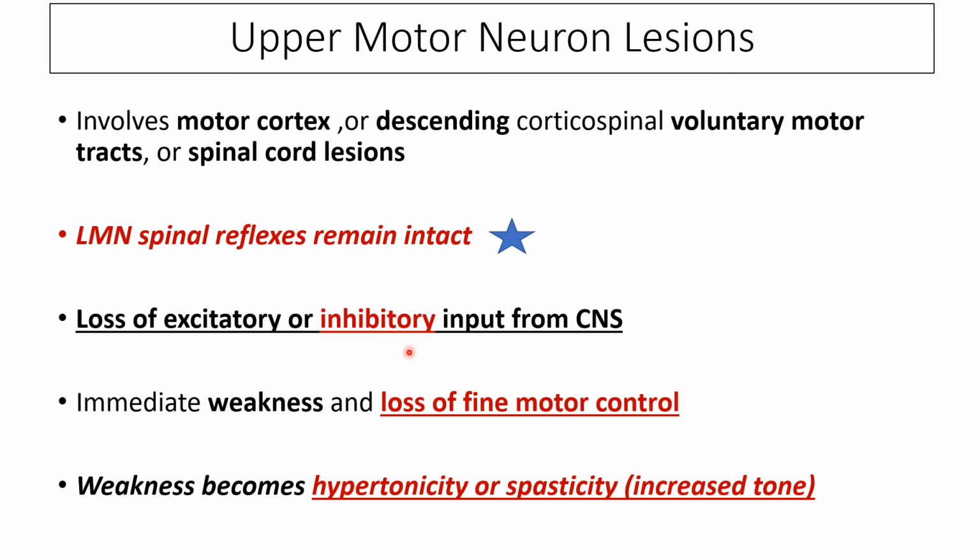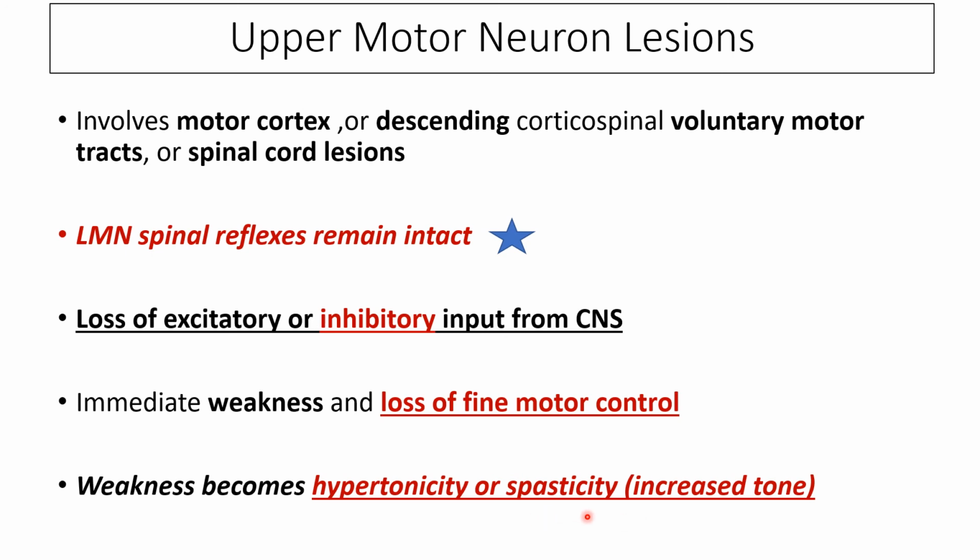So when there's an upper motor neuron problem, especially if it's a significant problem, let's say you have actually a spinal cord lesion or severe damage to the spinal cord, you may see immediate weakness first, loss of motor control to the muscles, and loss of fine motor control. And then with upper motor neuron lesions, this is the hallmark symptom, the weakness will become hypertonicity or spasticity. So this is increased muscle tone.